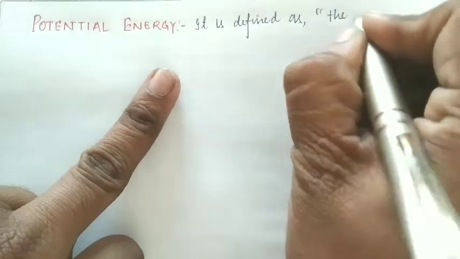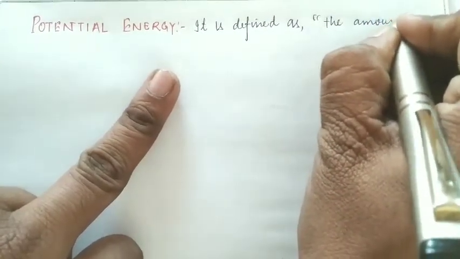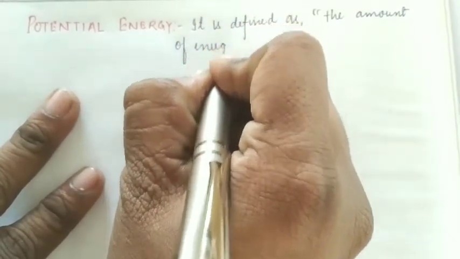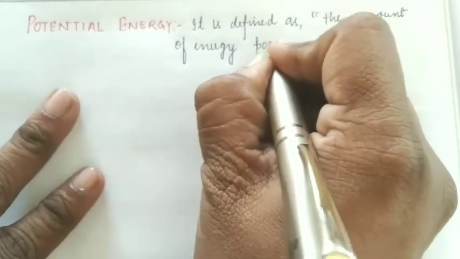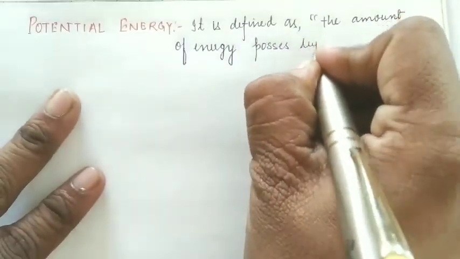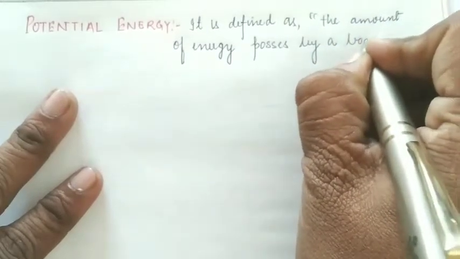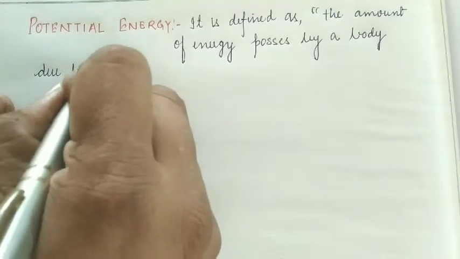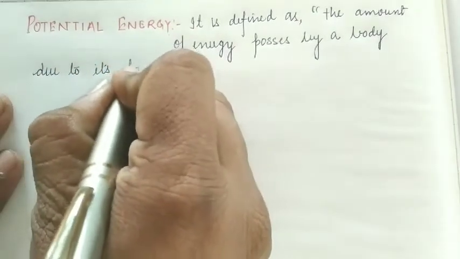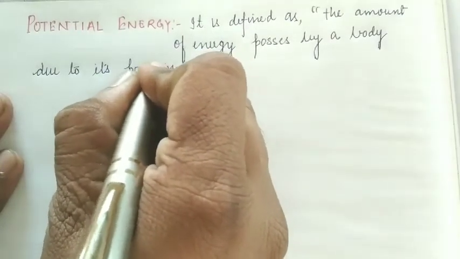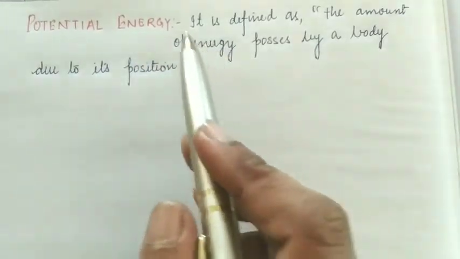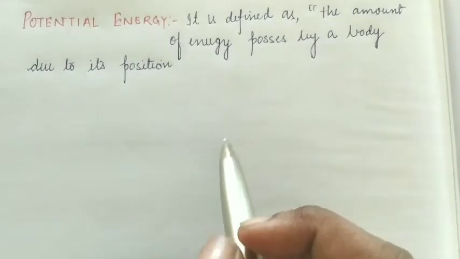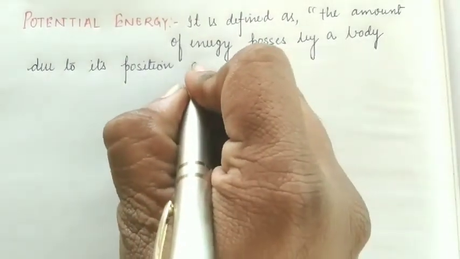the amount of energy possessed by a body due to its position. Okay students, what I have written here: potential energy of a body is defined as the amount of energy possessed by a body due to its position or state of strain.